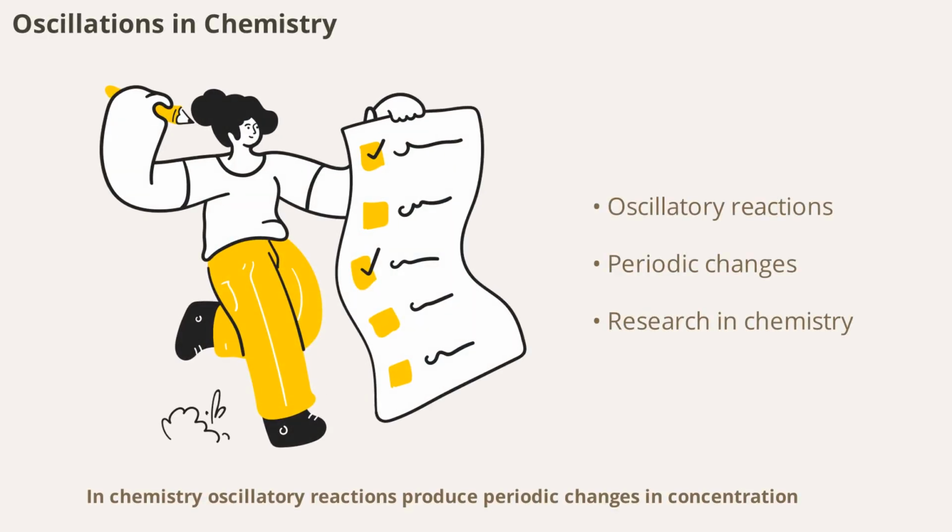In chemistry, oscillatory reactions produce periodic changes in concentration, color, or temperature. These chemical oscillations help scientists understand reaction mechanisms and design new materials. Oscillatory behavior is a fascinating area of research in physical chemistry.